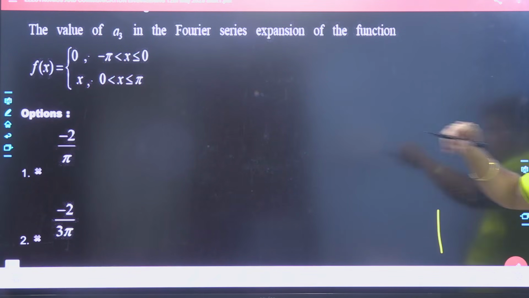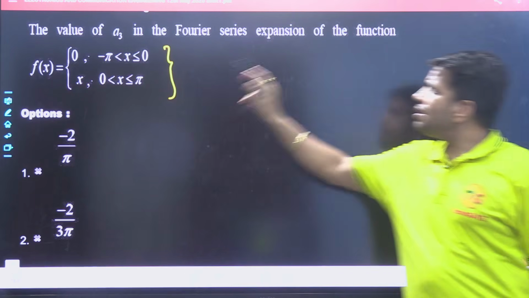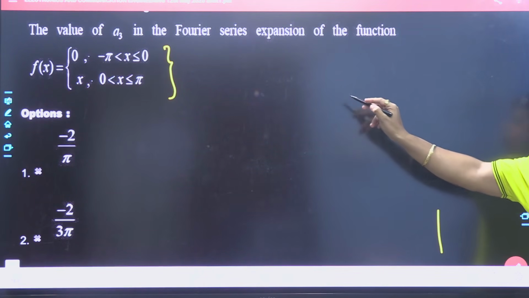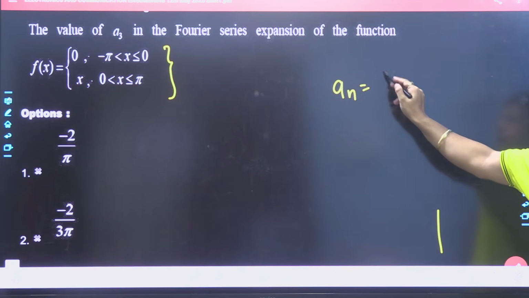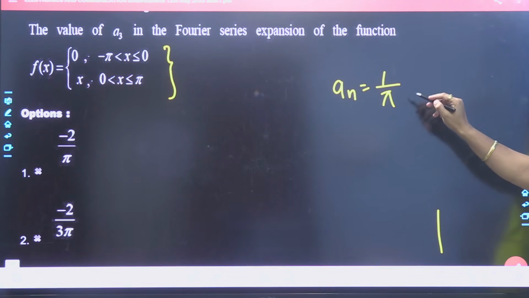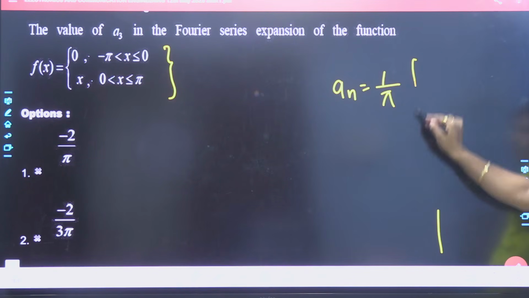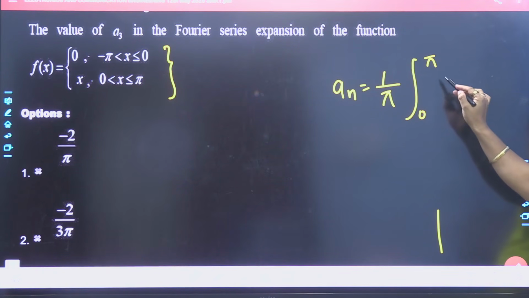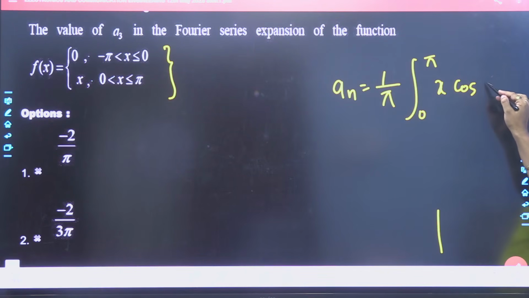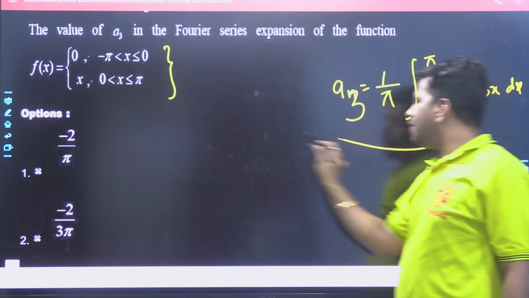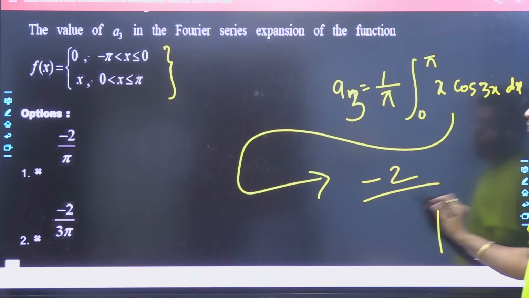See here. The generalized Fourier series expansion for this is what? If you want to find the coefficient an, it's simply 1 by pi integration from 0 to pi x cos nx. Now we need to find the value for 3, so this becomes 3x dx. You need to solve this particular equation only. When you solve this, it gives you the answer minus 2 by 9 pi.